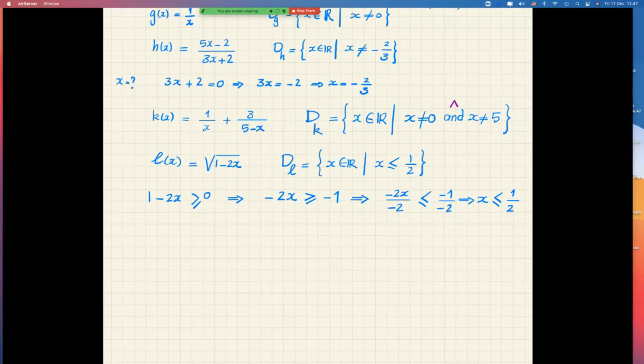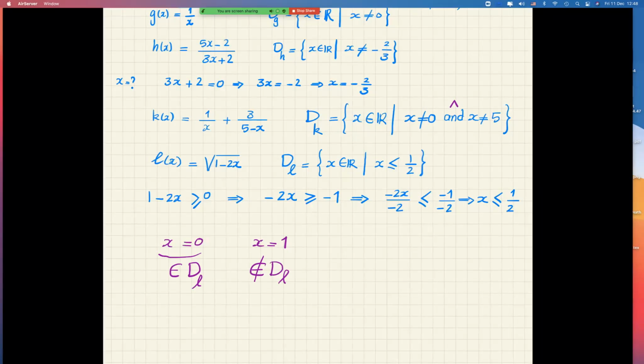For example, if you want to test, let us choose x equal to 0, and let me choose x equal to, for example, 1. This does not belong to my domain. This belongs to my domain. This symbol means belongs to the domain. This does not belong to the domain. Okay, but let us check.